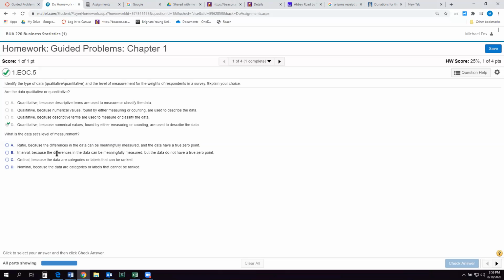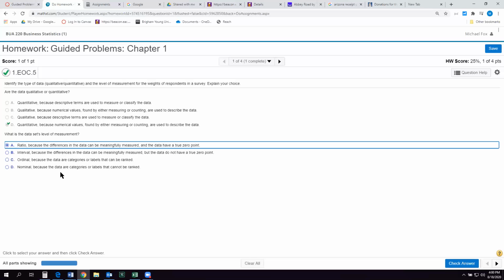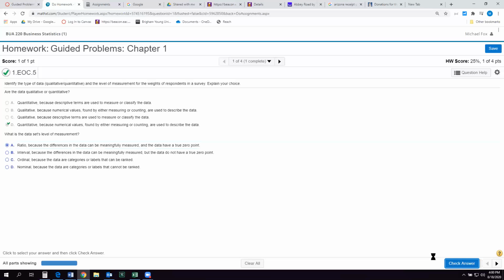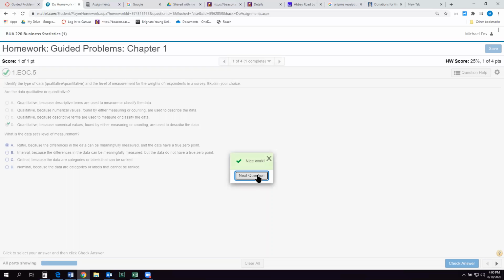Or interval, because the differences in the data can be meaningfully measured. So people's weights definitely can be measured. There's a difference between someone who's 250 pounds and someone who's 200 pounds, and we can measure that. It says, but the data do not have a true 0 point. And the question is, can we have a weight of 0? Is that possible? And the answer is yes. And if that's yes, then we do have a true 0 point. So our answer is going to be ratio, because the differences can be meaningfully measured and the data have a true 0 point. So that's ratio. All right, so that was the first problem, piece of cake.